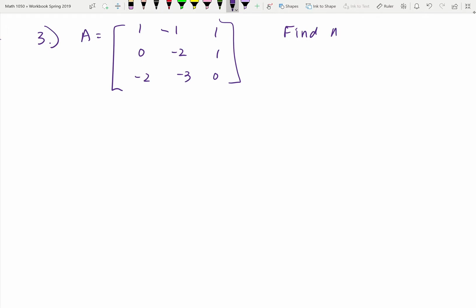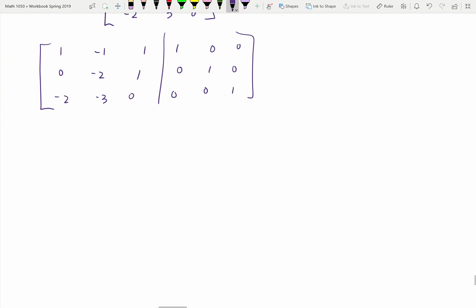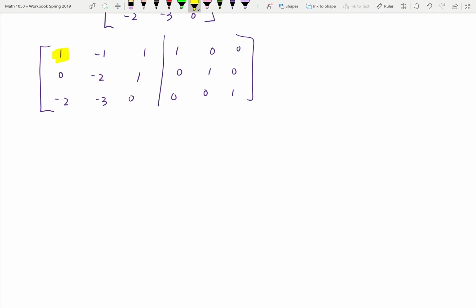Okay? Question 3. A is 1, negative 1, 1, 0, negative 2, 1, negative 2, negative 3, 0, and they want you to find the inverse. Okay, so to find the inverse, you put the A on the left, you put the identity on the right, and then you turn the left-hand side into the identity. So the first thing I need is a 1 right there, done. Second thing I need is a 0 right there, done. So the third thing I need is a 0 right there.